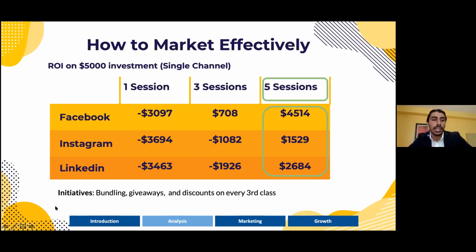And at the bottom, we can see initiatives that we recommend for retaining customers and ensuring customer loyalty. This includes bundling, giveaways on Instagram, and discounts on every 3rd class. Another question is, what classes should we market? According to the survey data, the most popular responses for dances that customers were interested in were Bharatanatyam and Kathak.